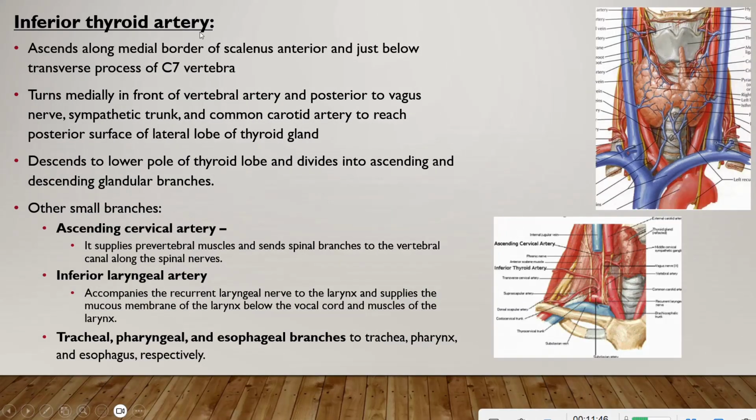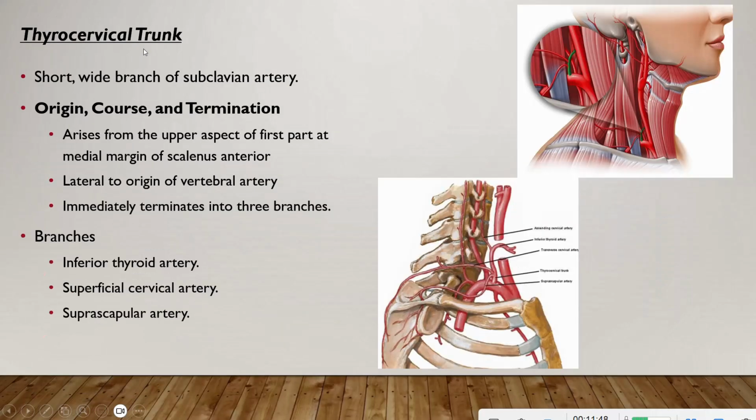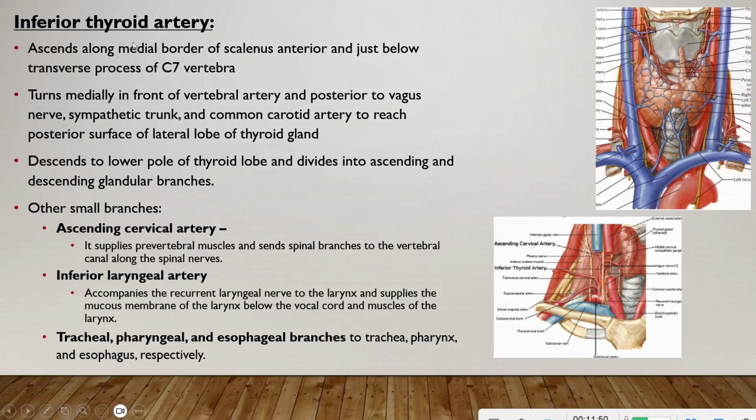Then the inferior thyroid artery. As you know, this is the branch of the thyrocervical trunk which is ascending along the medial border of scalenus anterior just below the transverse process of C7 vertebra. Okay. And what are the branches from the inferior thyroid artery? There is ascending cervical artery, inferior laryngeal artery, and then there are tracheal, pharyngeal and esophageal branches.